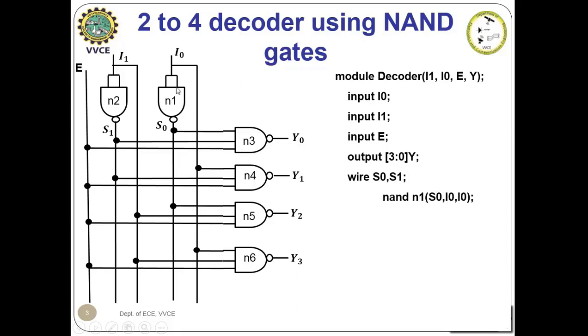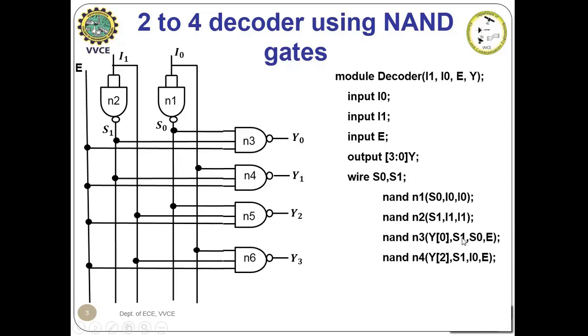So this is the N1 gate. Output of N1 is S0 and input to this 2 input NAND gate is I0 and I0, such that N1 will act as an inverter. Similarly, N2, your output will be S1 and both the inputs to the NAND gate will be I1 and I1. Then N3, your output is Y0 and input is S1, S0 with enable. It's a 3-input NAND gate.